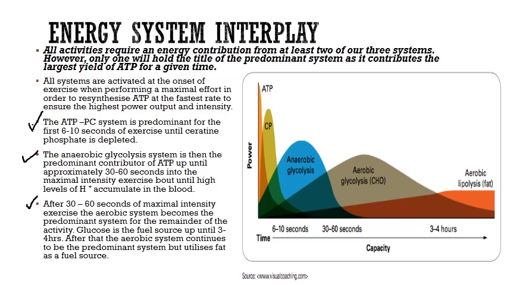If exercise continues after that point, the aerobic energy system remains the predominant contributor to ATP production, but after the 3 to 4 hour mark, glucose levels would be depleted, and then the fuel source would have shifted to fats.